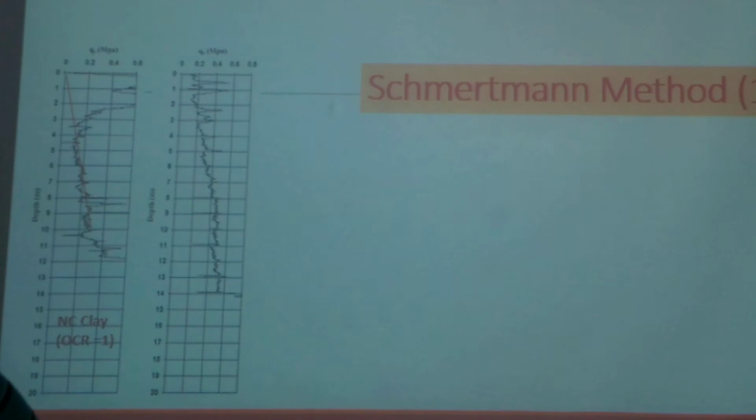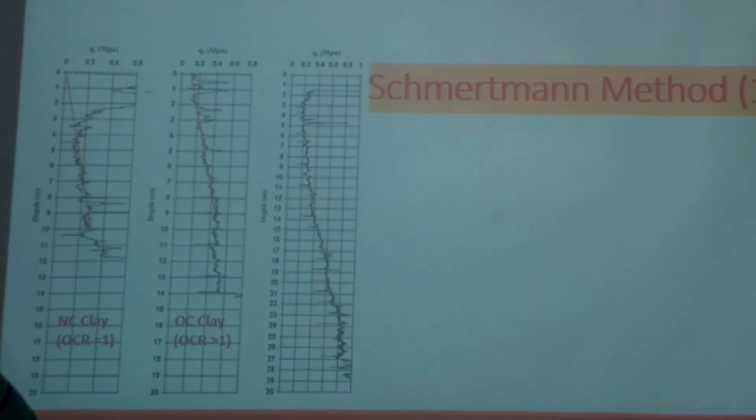Now another example. This is also clay. And then we take the line. It is away from zero. This is over consolidated clay. And this one, if you take the line, it is below, so it is under consolidated.